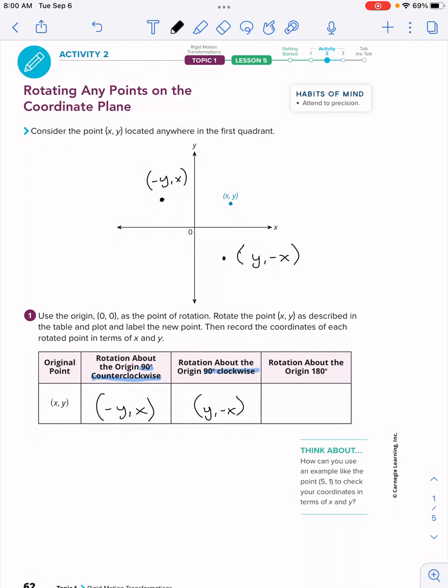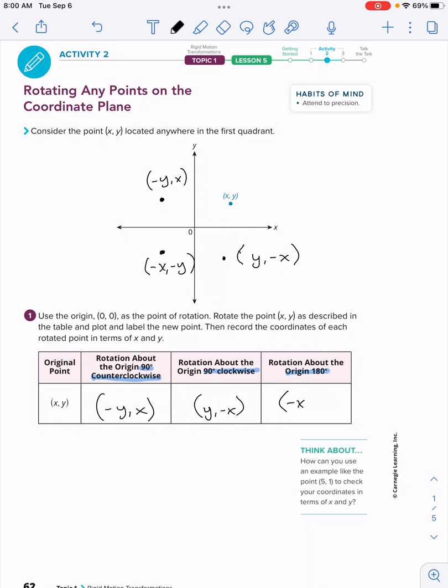And then finally, rotating 180 degrees. Notice how for this, it doesn't say clockwise or counterclockwise. It's going to be the same point. But 180 degrees will be somewhere here. And this is negative X comma negative Y. We'll write that in here as well.